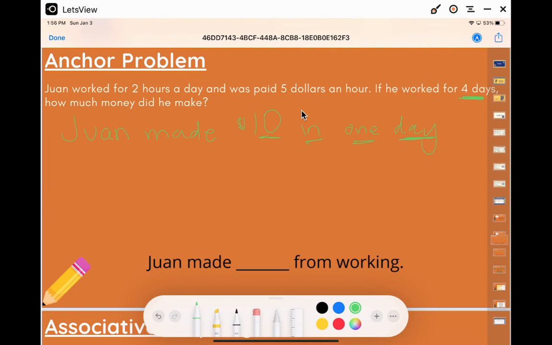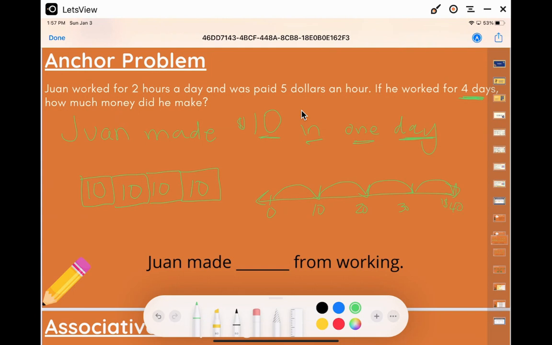So what strategy did you guys decide to use? Did anyone use a tape diagram? $10 for Juan's first day, $10 for his second day, $10 for his third day, $10 for his fourth day. Did anybody make a number line? All right, starting at 0 and then $10 for day 1, $10 for day 2, $10 for day 3, $10 for day 4.